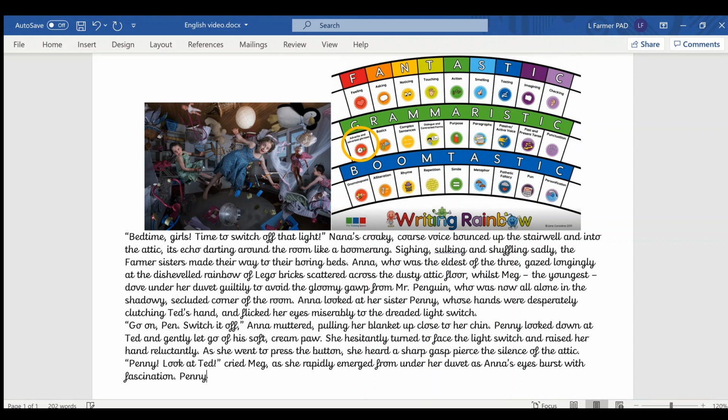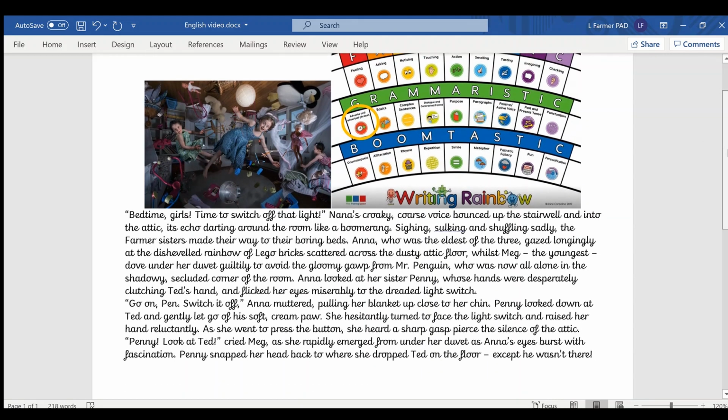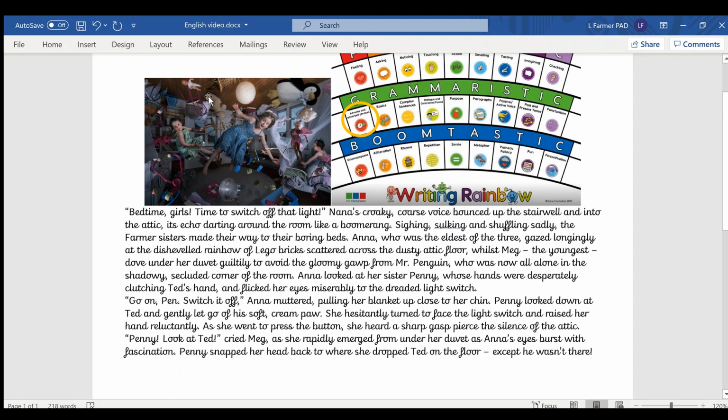So Penny snapped her head back to where she dropped Ted on the floor. Except he wasn't there. Now, I think you know where I'm going with my story, or with my opening anyway. Well, he's floating, and I'm going to have my story start off with the fact that the girls start to notice things in their bedroom are raising up to the ceiling, and eventually they would. I'm not going to model that far. That's for you guys to do. So I'm going to just do the next bit.